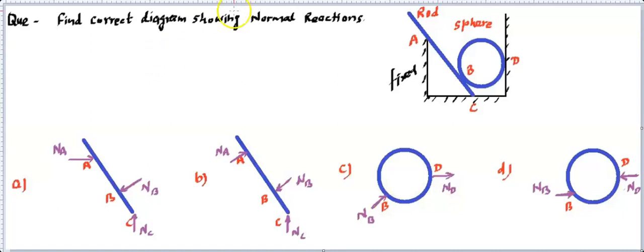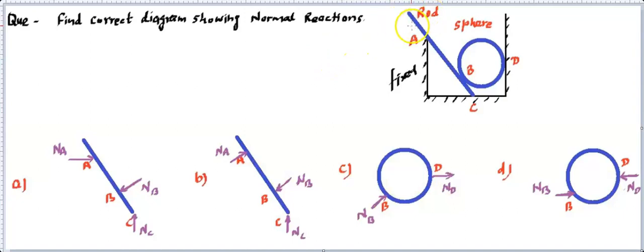In the last video lecture, I gave you homework based on two forces we learned: one was gravitational, another was normal reaction. This question is based on normal reactions. This is the arrangement that has been shown to us, and we need to find which option is correct as far as the normal reactions are concerned.